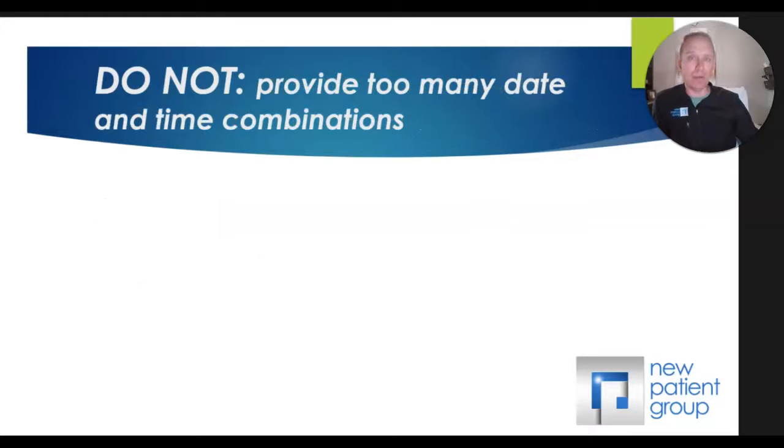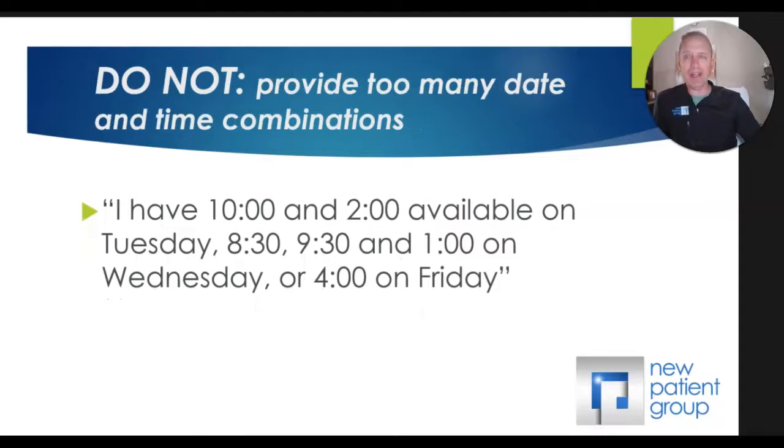Now let's contrast that with this next do not scenario, and that is do not provide too many date and time combinations. Think about your receptionist who says, well, great, I have a 10 and a 2 o'clock available on Tuesday. I've got 8:30, 9:30, and 1 o'clock on Wednesday, or 4 o'clock on Friday. Whoa, talk about a little bit overwhelming and confusing. The reality is if you lay out those six options, they probably only remember the last one that you gave them. The first few, they're gone, right? So again, you're not in control of your schedule when you give too many things like this, and you're just creating a bit of a confusing situation. We'll look at some better alternatives here as well.